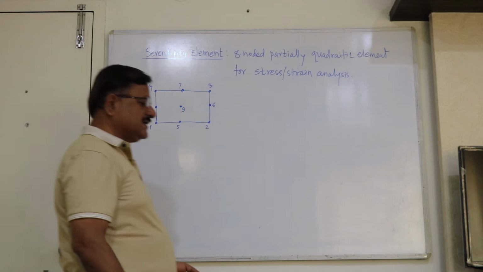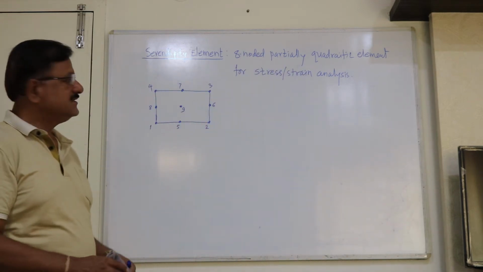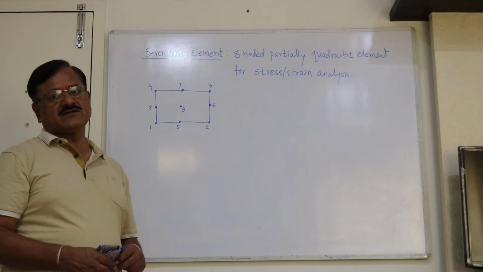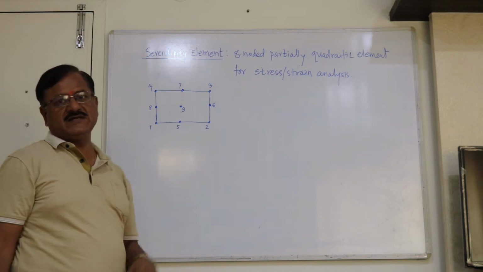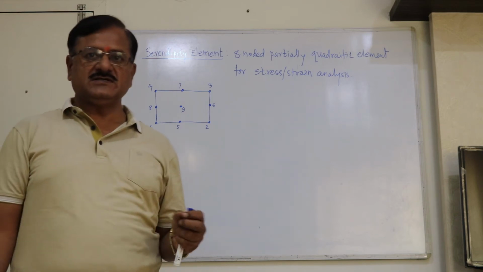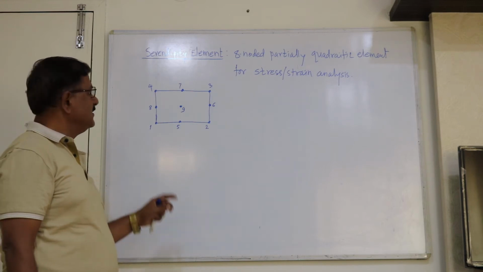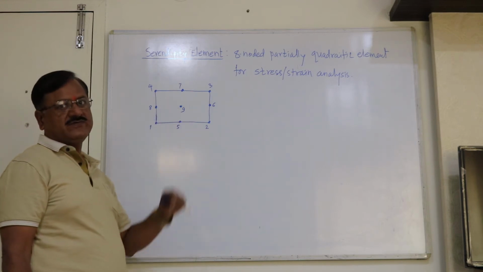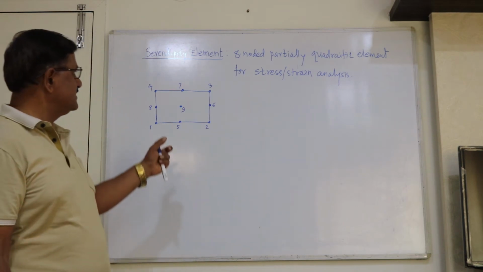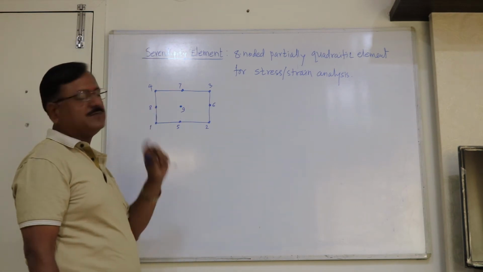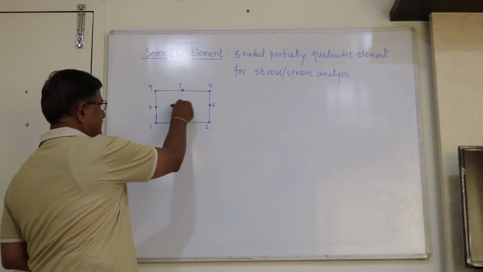However, node number 9 is not useful to establish the inter-element compatibility, because node number 9 is within the element. The node doesn't have any connections with adjacent element, because in finite element method we assume that the elements are connected to adjacent elements at nodes only, at common nodes. So therefore we avoid this node number 9.